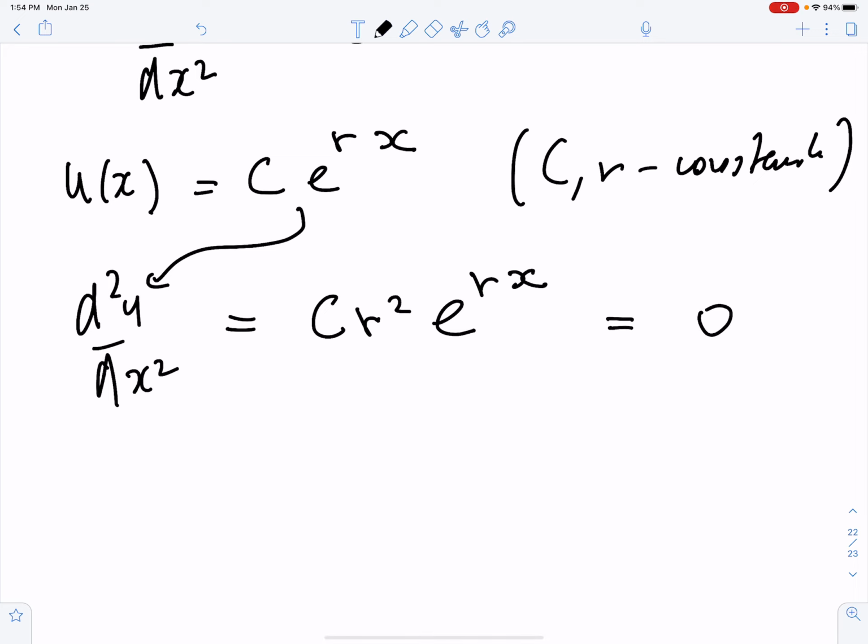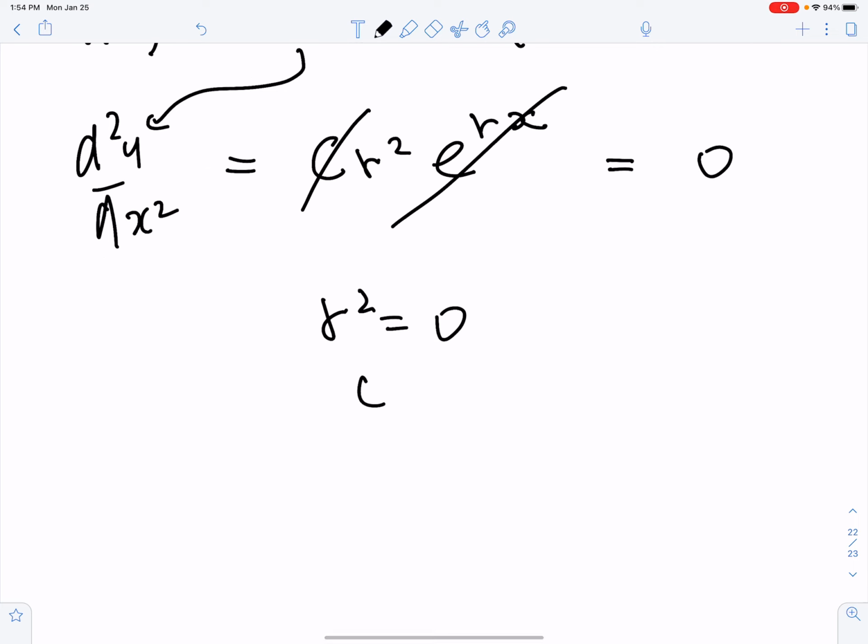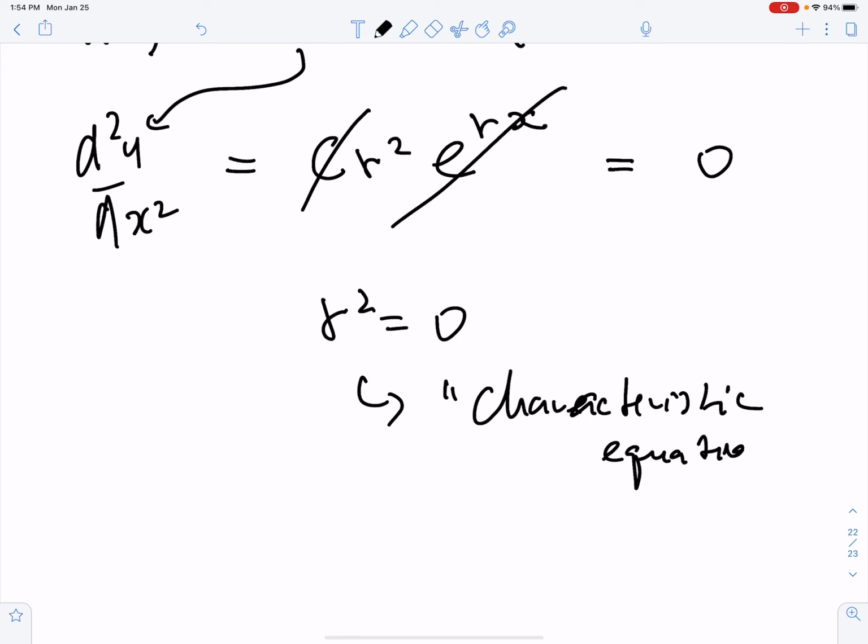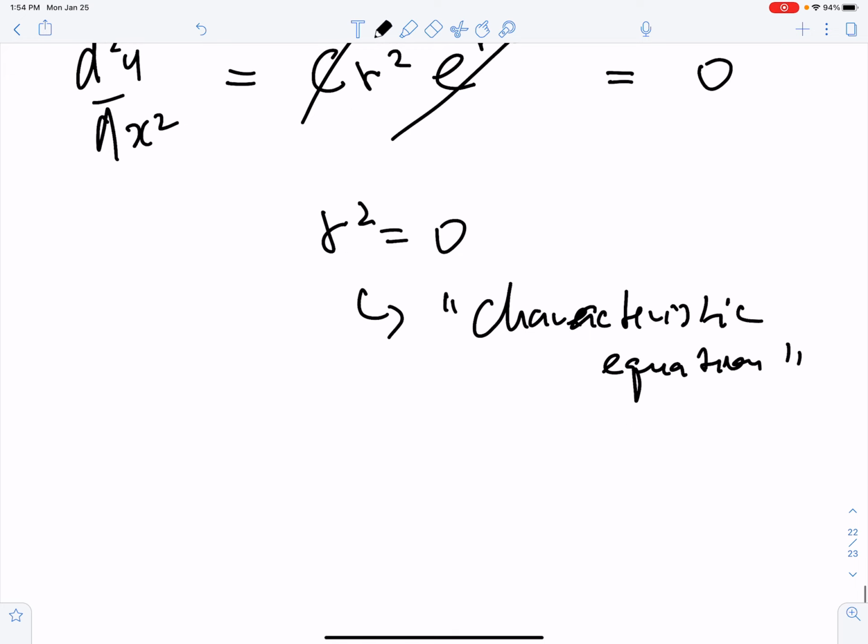Equals 0, okay? Good. So then you can go, r is a variable, the e's cancel out, and you get r squared equals 0, okay? This is referred to as the characteristic equation. So if r squared equals 0, the characteristic equation has two roots, r1 and r2, both equal to 0, okay?